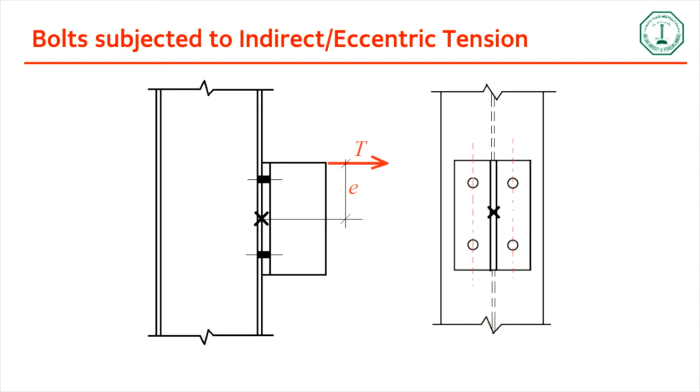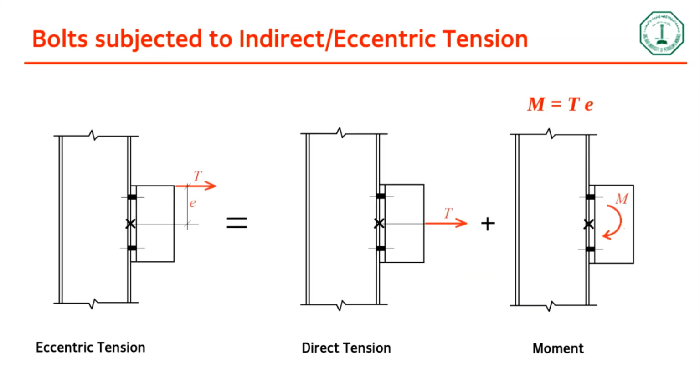You have to transfer your indirect tension into a direct tension, and then you'll have a moment acting, right? So you see that your eccentric tension can be split up into a direct tension plus a moment. Okay, this moment is T times e. So you calculate the tension because of, suppose you have say 4 bolts here. What will be the tension on each of the bolts? It will be just T divided by 4, right?